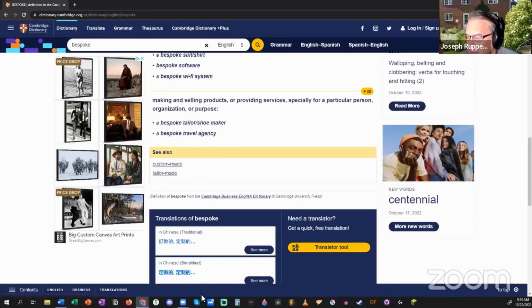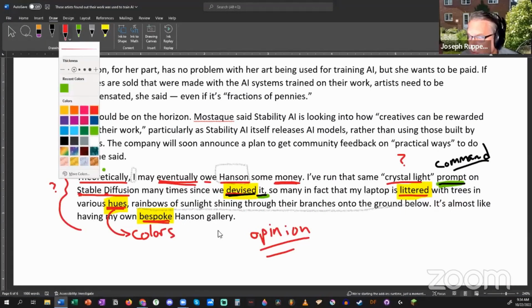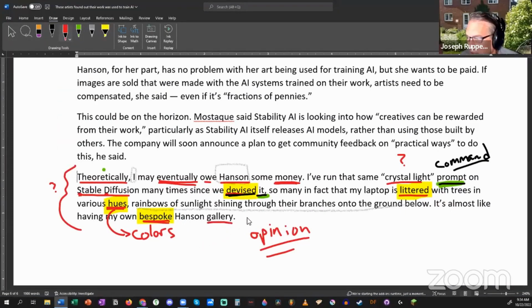Oh, here we go: custom made, tailor made. So in the article, what she's saying is that this gallery is a collection of art made specifically for her. It's almost like having my own personal art collection of Hansons. Not just an art collection, but they've been devised for her. They've been generated for her. They've been created for her. All right, good. So that's good for the vocabulary.